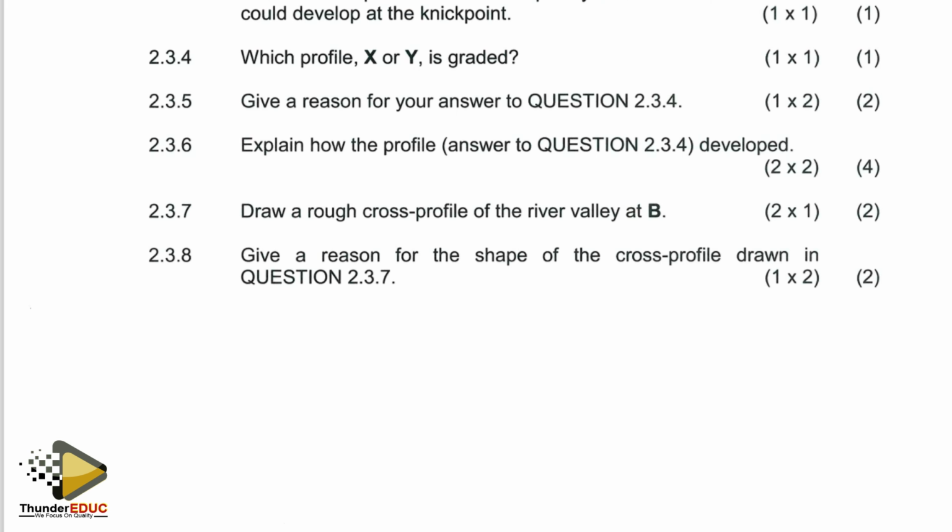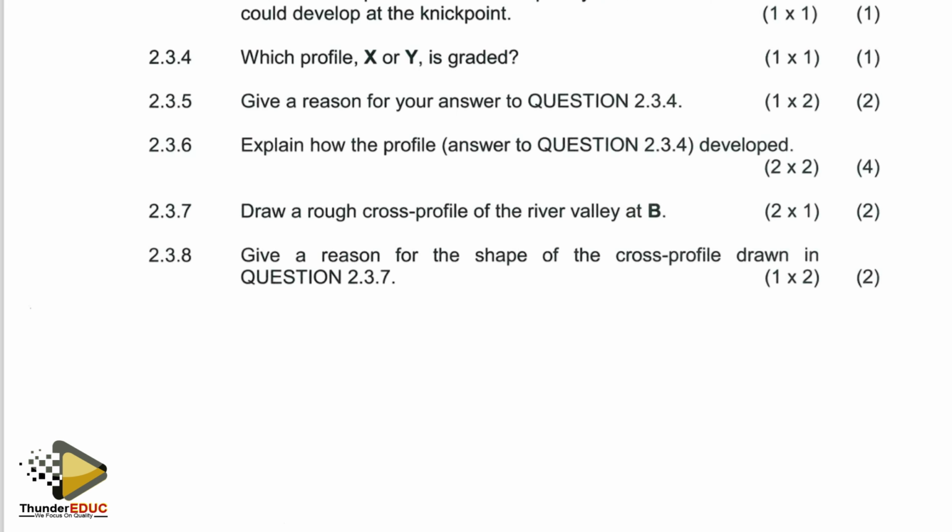So basically, when I'm explaining the formation of a graded profile, it is a result of the balance between the rate of erosion and the rate of deposition. The material that is being eroded is equal to the material that is being deposited along the river channel, which will mean that the river will maintain a smooth concave throughout its profile.